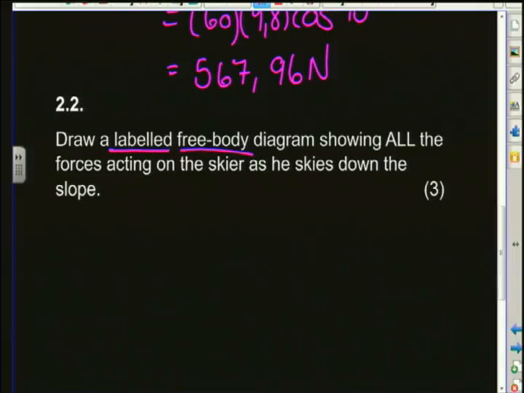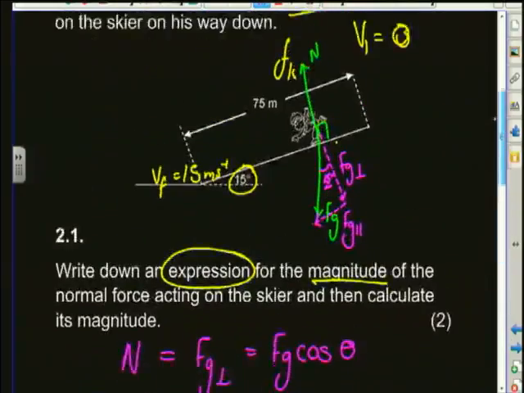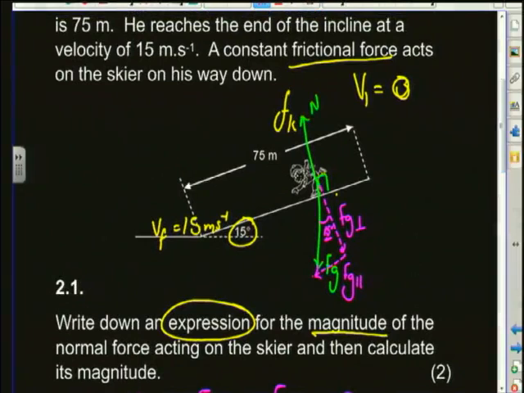Next question. Draw a labeled free body diagram showing all the forces acting on the skier as he skis down the slope. Grade 12s, what I have done on my diagram over here, this is not a free body diagram. Mainly because I put components on the same diagram as FG. Please, you may not do that. Okay, you cannot put components onto the same diagram.